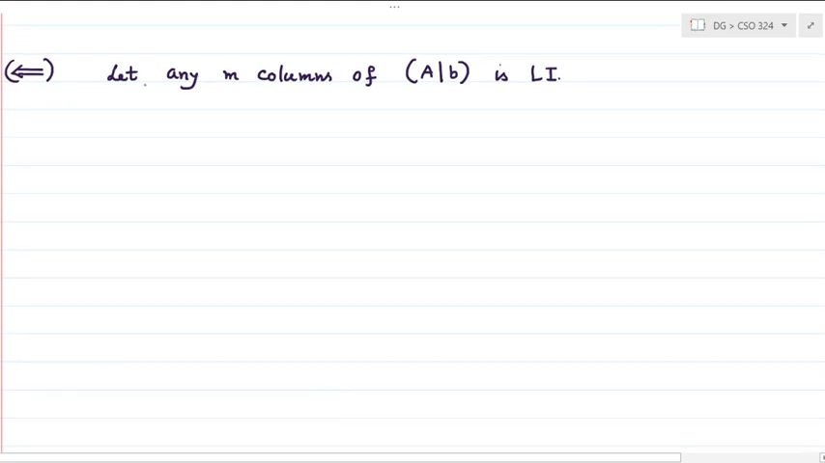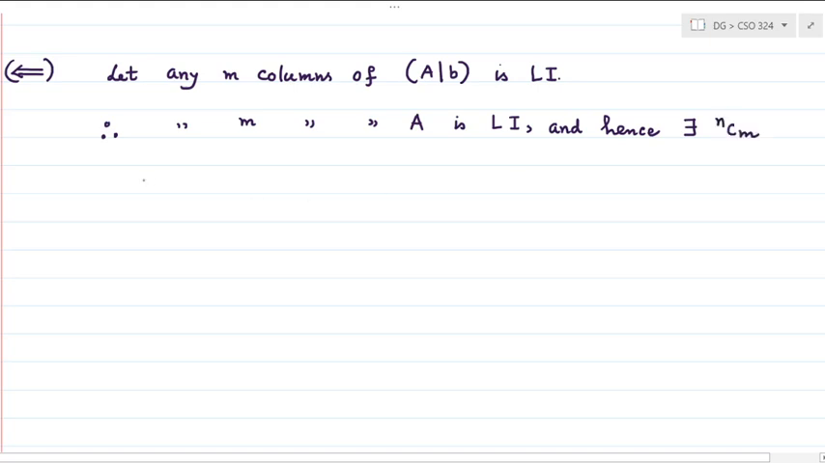Once you have taken here that any m columns of AB are linearly independent, therefore any m columns of capital A are also linearly independent, because any m columns of capital A are also m columns of the augmented matrix AB. And therefore any m columns of the matrix A are linearly independent, and hence there exist NCM number of basic solutions, right?